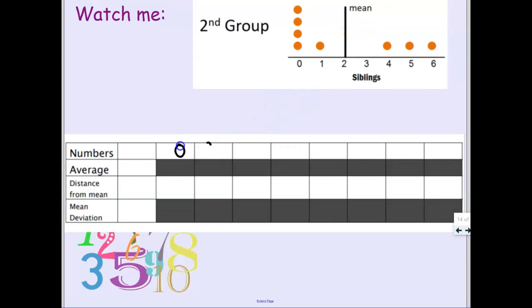All right, let's look at that second group. So again, I'm going to unpack it. I'm going to put all the only children on here, then a 1, and then a 4, a 5, and a 6. Okay, just unpack that right from there and spread it out there.